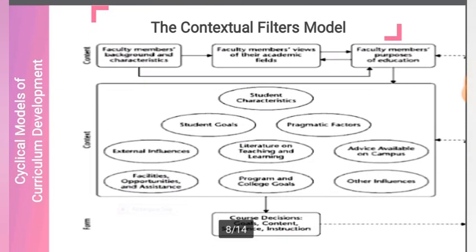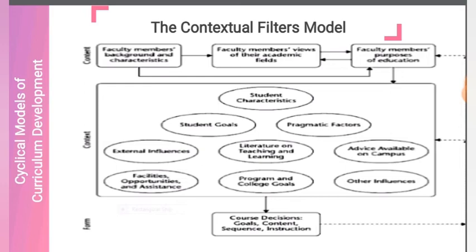Next one is the Contextual Filters Model. This model presents a cyclical view of curriculum development. So after making course decisions, the planners can check it with content, consideration, and contextual filters. It describes the reality and how college faculty members design their courses. It involves content and contextual influences in course decision.